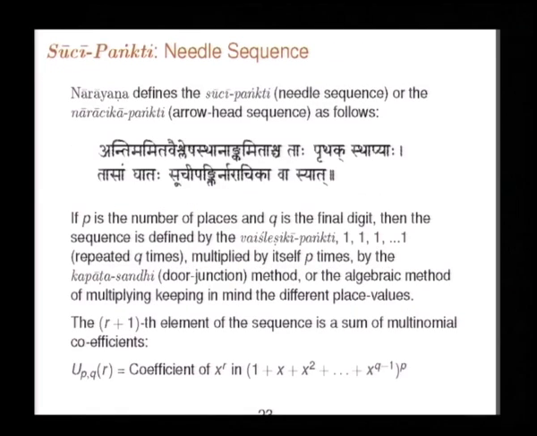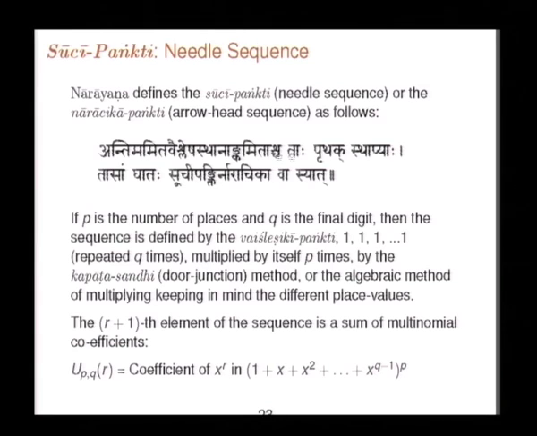Now, this is another Pankti which was also referred to in the previous class. This is called the Suchi Pankti, the needle sequence. Antimamita Vaishlesha Sthanankamitaschya Taha Prithak Sthapyaha Tasam Ghataha Suchi Panktihi Narachika Vasyat. It is also called the arrow sequence or the Narachika Pankti. So, 2 names for that.